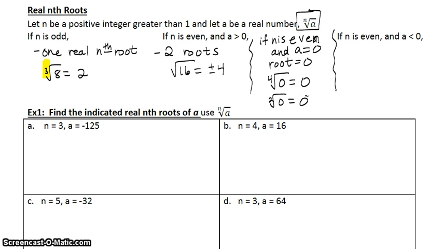That's what that's saying. And then last but not least, if n is even and a is less than 0, that means that I've got a negative underneath the root. The radical, that is imaginary.